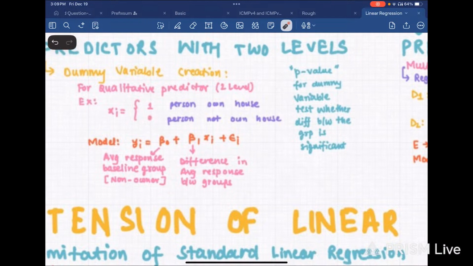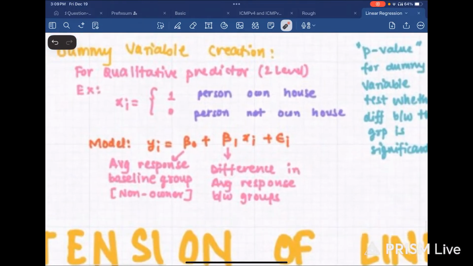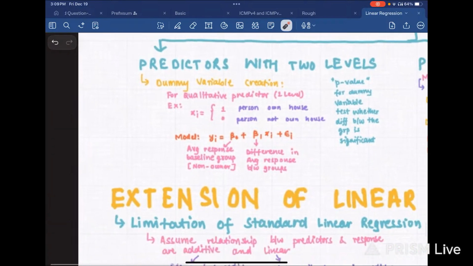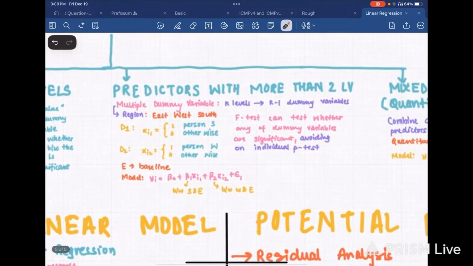So if we use the p-value for the dummy variable, this tests whether the difference between the groups is significant or not. If it is not significant, we will know it by the p-value. So yi is beta naught plus beta 1 into xi plus epsilon i. Beta naught here is the average response of the baseline group, the non-owners, and beta 1 is the difference in the average response between the groups.